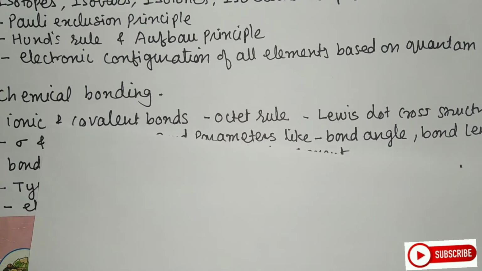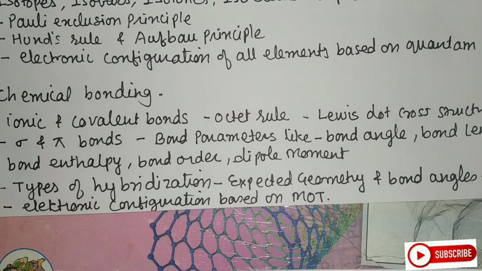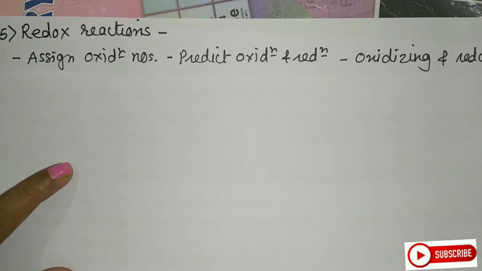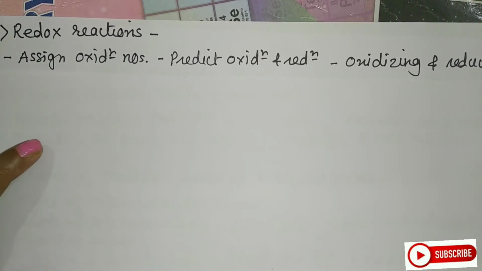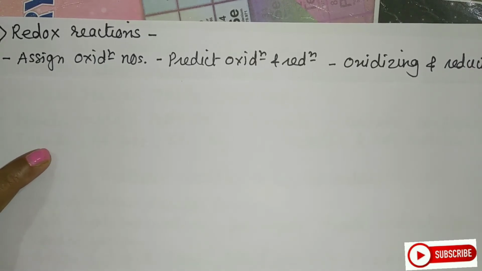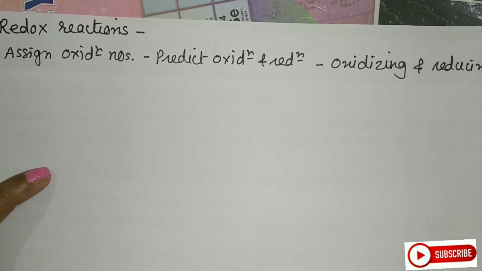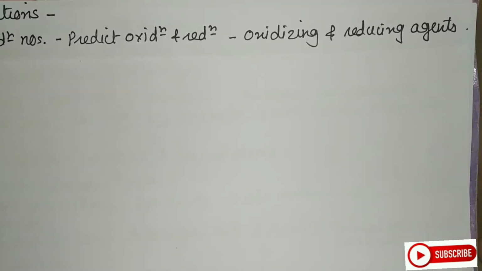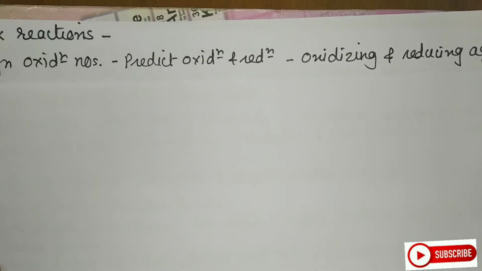Next chapter is redox reactions. From redox reactions, students, you must know how to assign the oxidation numbers for each and every atom in the given molecule. So this is very important. After assigning the oxidation numbers and checking the difference in the oxidized and the reduced state, you must predict which of the following will undergo oxidation and which will undergo reduction. And on the same basis, you should be in a position to predict the oxidizing and the reducing agent. So this is what you must know from redox reactions.